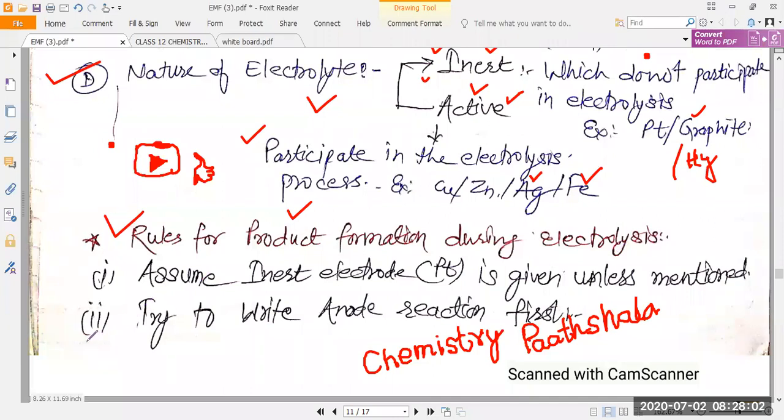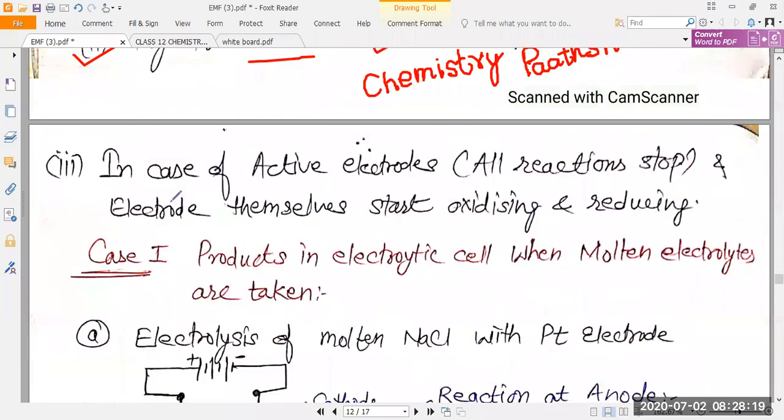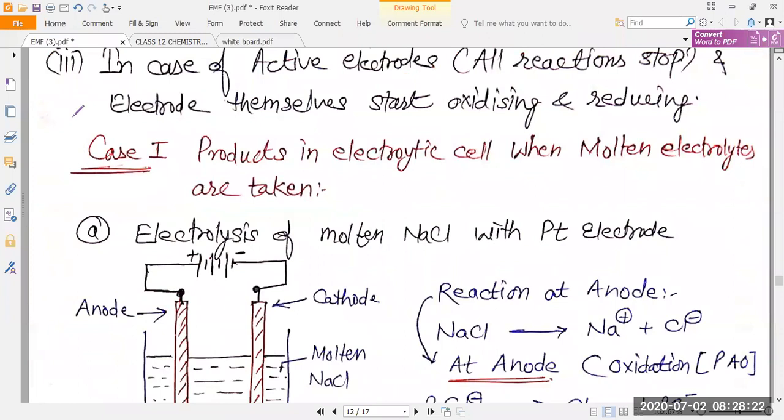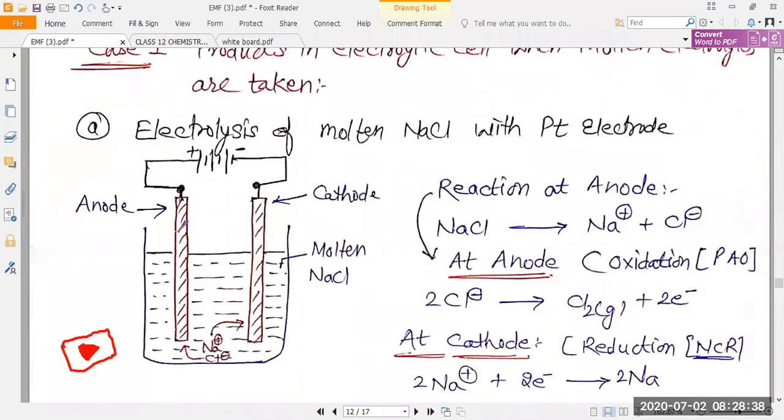Next, the second point we have to remember while writing the product in the electrolysis process: first we have to write the anode reaction. Third, in case of an active electrode, all other reactions stop, and only the active electrode itself starts oxidizing and reducing. It is a very important point we will discuss in the chapter by giving examples.